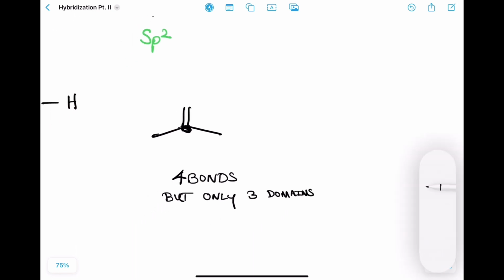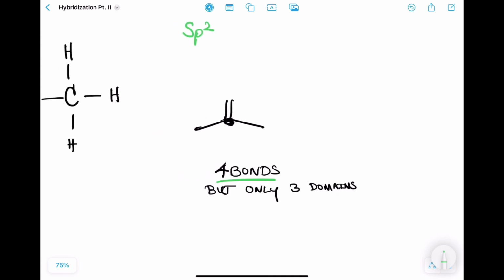You see that? Here are the domains in blue. 1, 2, 3, but it has a total of 4 bonds: 1, 2, 3, 4. Right? So it's starting to look unrecognizable, so let's get rid of that. So 4 bonds and only 3 domains.